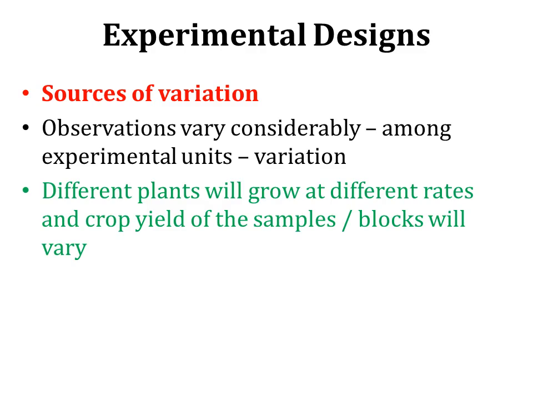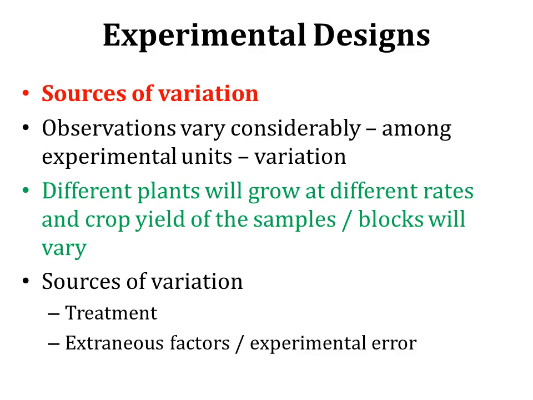For example, different plants will grow at different rates and crop yield of the samples or blocks will vary, right? So we are growing the crop plants, in the example we are following, under different doses of fertilizer, and a single block will have a different value from the other one, right? So different plants are going to grow at different rates, and the crop yield of the samples, which depends on the growth of the crop plants, is going to vary among different blocks. So we are going to have a variation in response, we are going to have a variation in our observations.